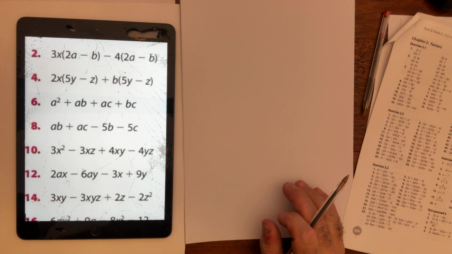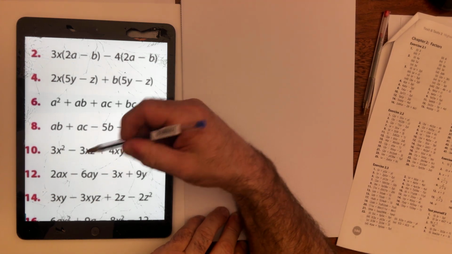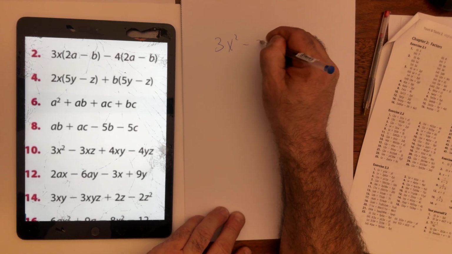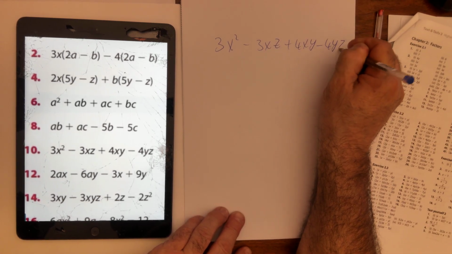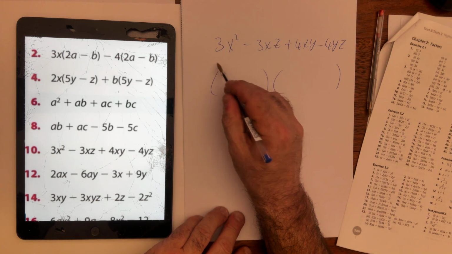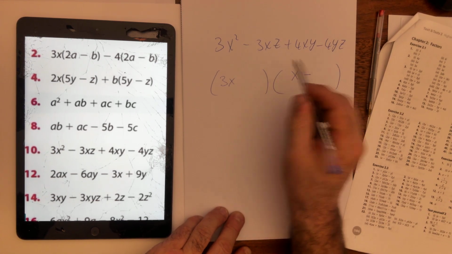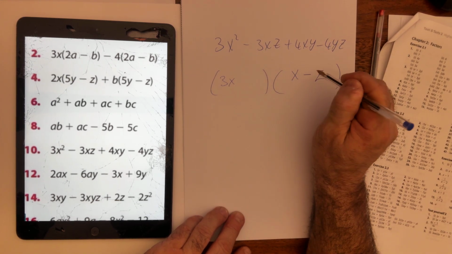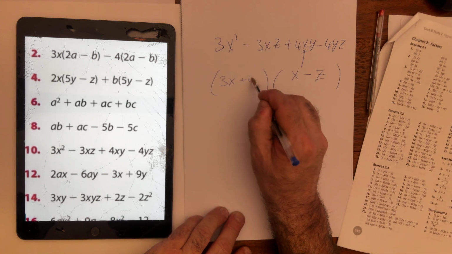Question 10, ooh, squares and letters and numbers and all sorts of things, but not very difficult, to be honest. This is a common 3 and a common 4. It's not going to be too tricky at all. 3x squared minus 3xz plus 4xy minus 4yz. Take out the common 3x, leaving x in. There's a minus here, z. Associate that with dividing in there, giving you plus 4y.